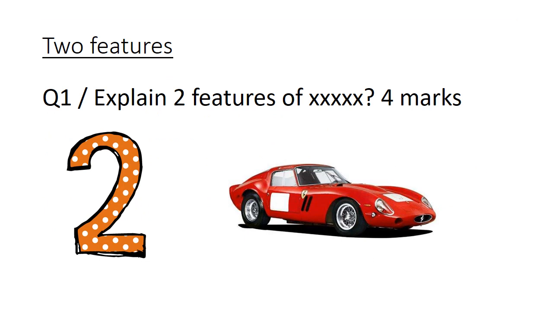So the two features question, really, the hardest thing about this question is understanding what it actually means. So if somebody said to you, explain two features of this car, we say it's red, it's a Ferrari, it's got wheels, windscreen wipers, etc. That'd be quite an easy thing to do. So once you understand what you're doing on this question, it's fairly straightforward.